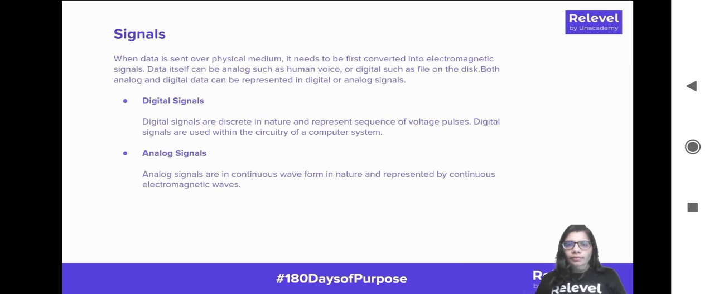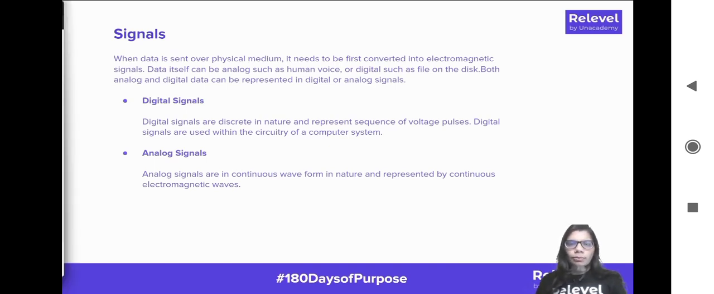Let's just see. When data is sent over the physical medium, it needs to be first converted to electromagnetic signals. Data itself can be analog, such as a human voice, or digital, such as a file on the disk. So it can be of any type, analog or digital. Now both analog and digital data can be represented in digital or analog signals. So here we have two kinds of signals, as you know, digital and analog signals.